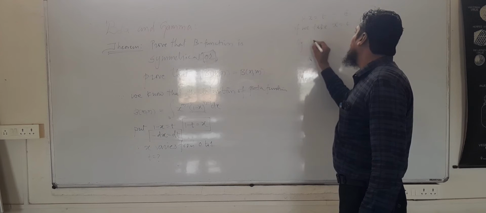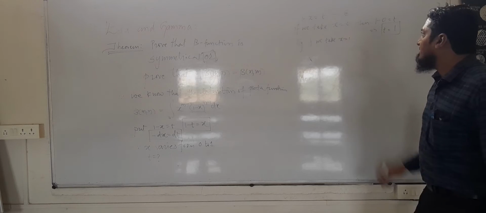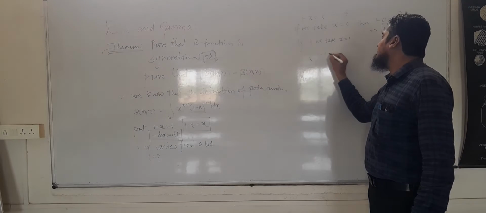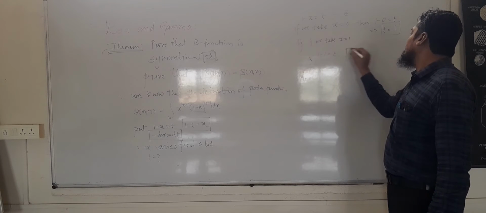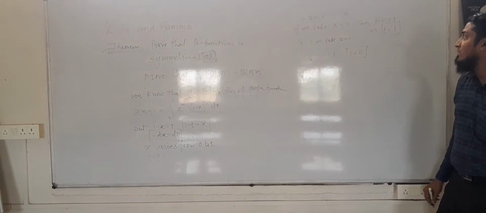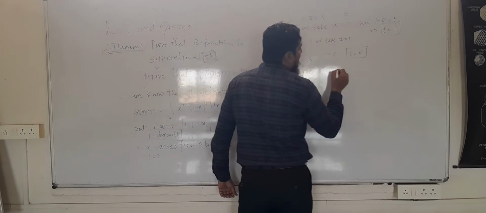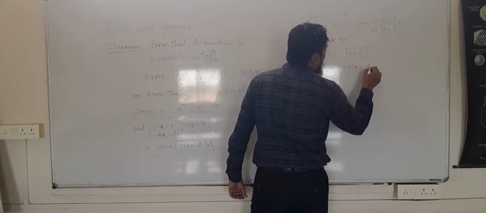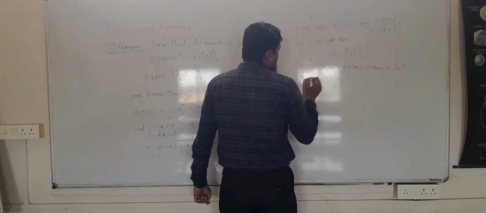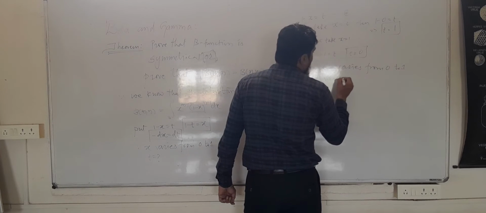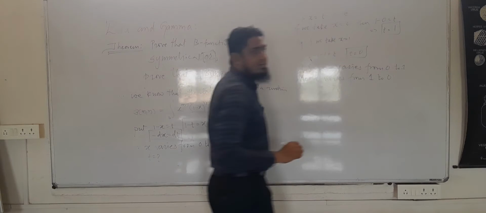Similarly, if we take x equal to 1, then the star becomes 1 minus 1 is equal to t, and 1 minus 1 is equal to 0. So we will get t is equal to 0. Then we can say that as x varies from 0 to 1, t varies from 1 to 0. Correct?